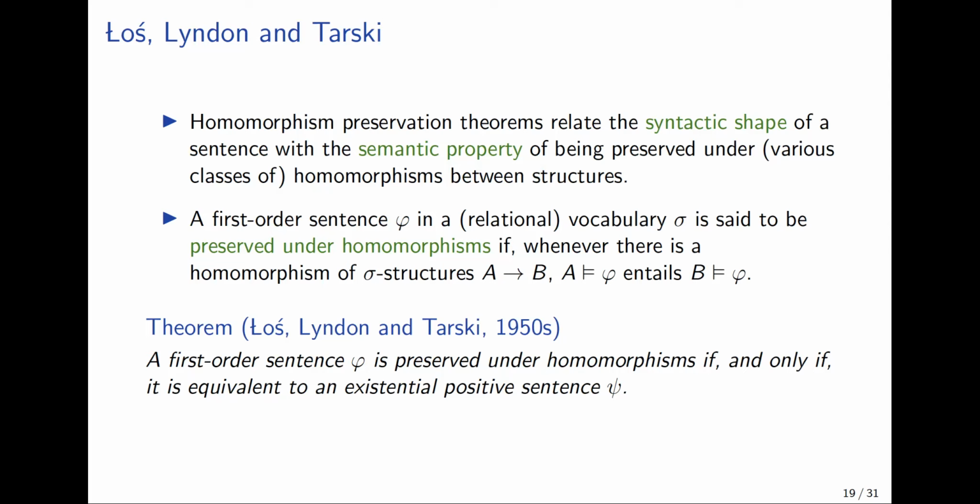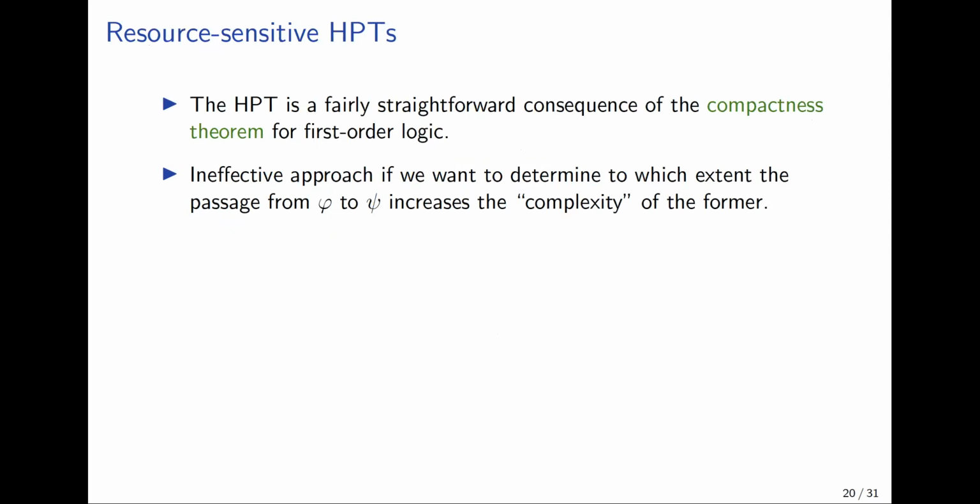Right, so how would you prove such a result? Well, typically it's presented as a fairly straightforward consequence of the compactness theorem for first-order logic. The point is that this approach is not effective if you want to determine to which extent the complexity of a sentence is preserved. So if you start from a sentence phi which is preserved under homomorphisms, we know that it must be equivalent to some existential positive sentence psi. So how do you know if the complexity of the sentence is preserved? Somehow, if you apply the compactness theorem, you lose control over your sentence.